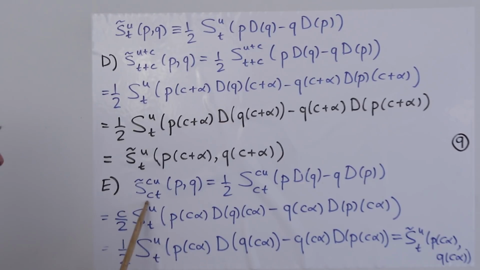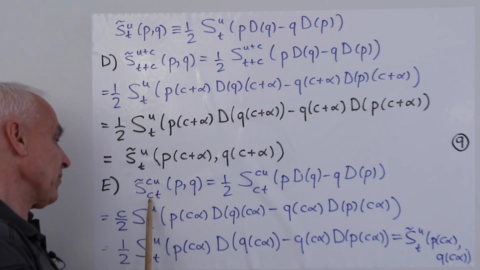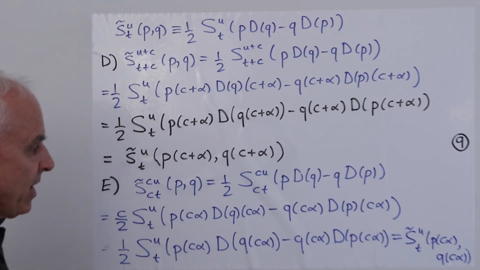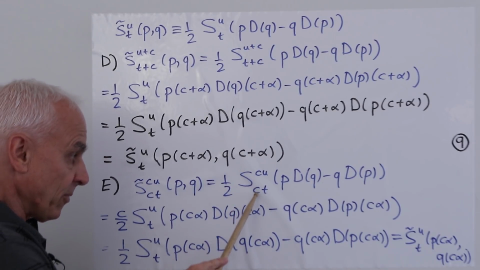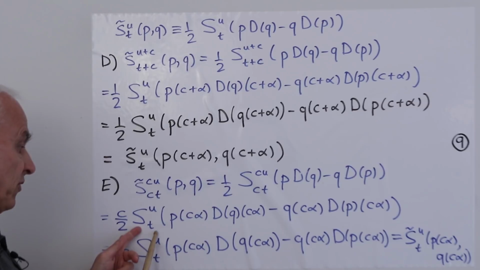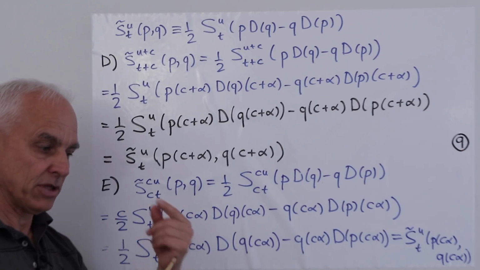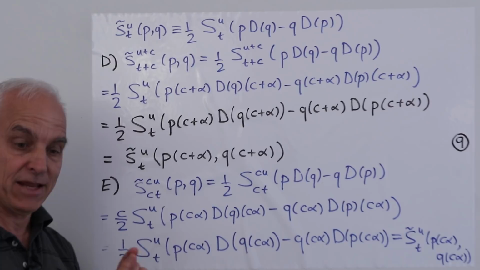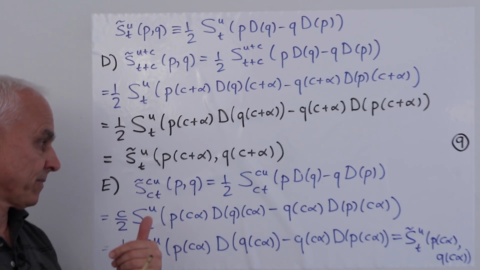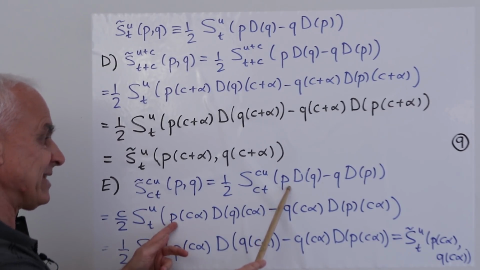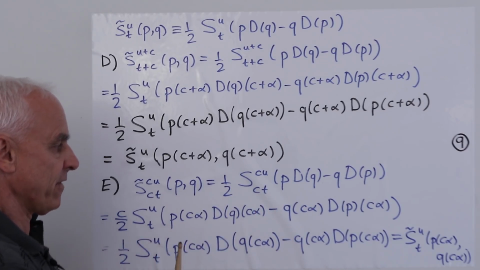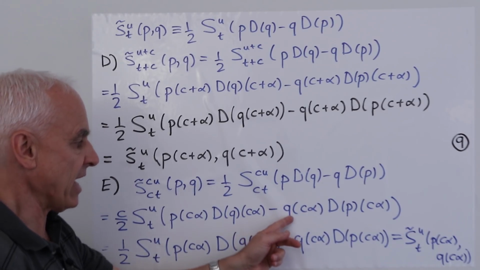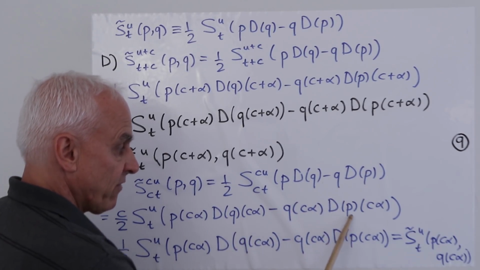How about property E? Well, that involves a dilation. So we're looking at S tilde from CT to CU of PQ. Here's the definition of that. And now we have to replace this integral from CT to CU with just an integral from T to U. But if you look at the previous lemma, there's a constant C that's introduced when you do that. Then we have to evaluate P at C alpha, and we have to evaluate this derivative D of Q at C alpha.